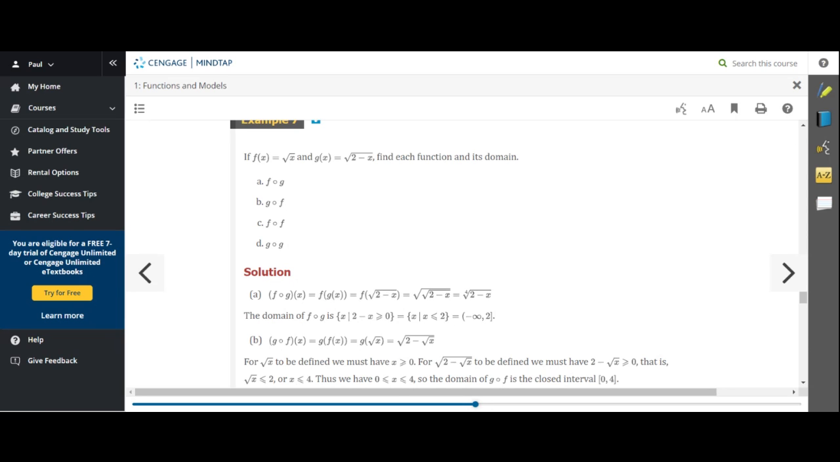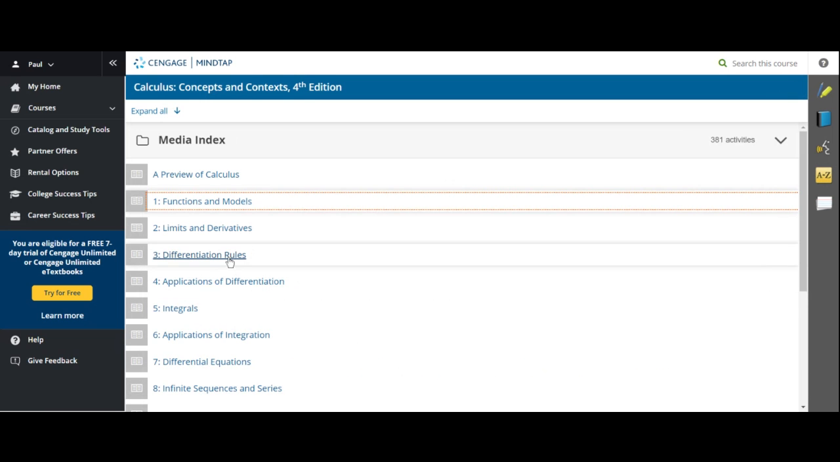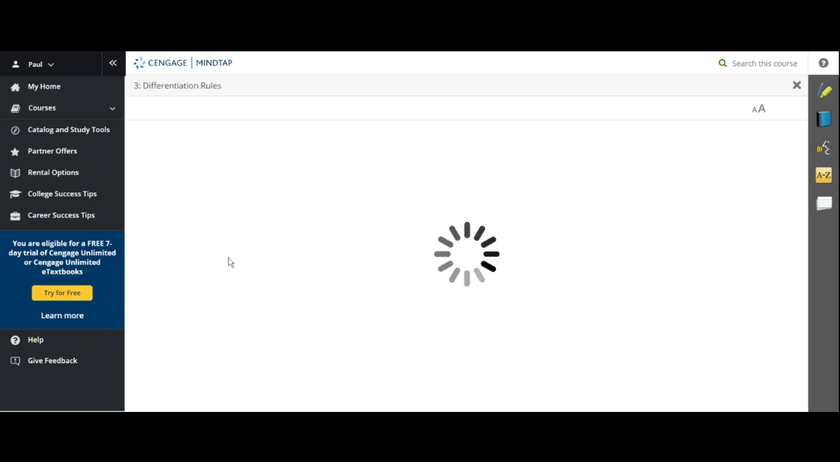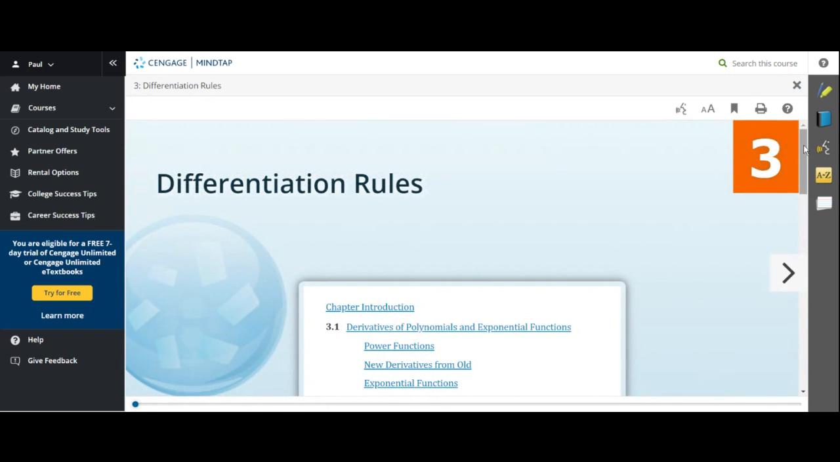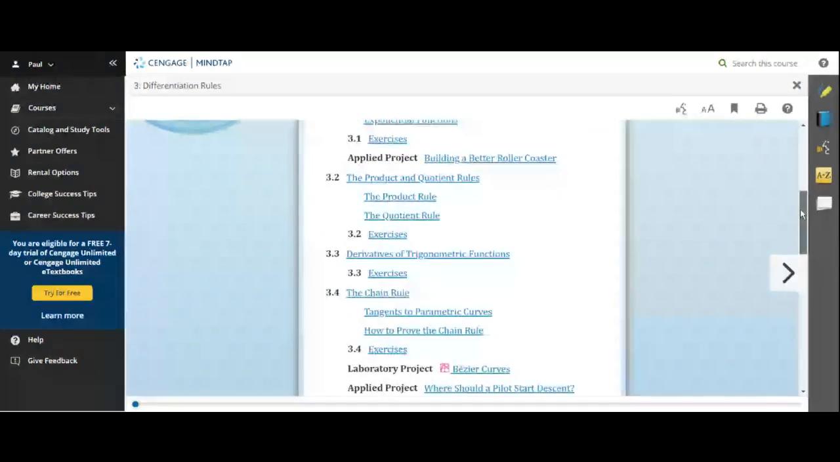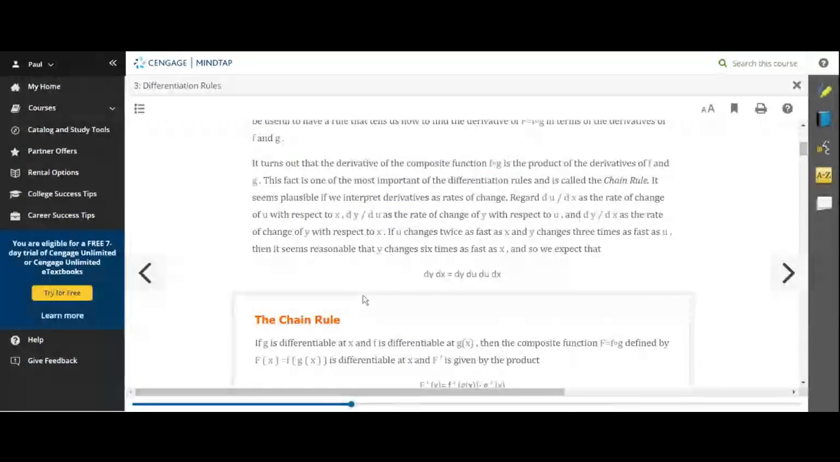All right. Well, let me now go into section 3.4, and of course we're going to do some examples, but I want to give you a little orientation to the chain rule. It is probably one of the most important. Well, all the derivative rules are important, but the chain rule allows you to take derivatives of a lot of different kinds of functions.